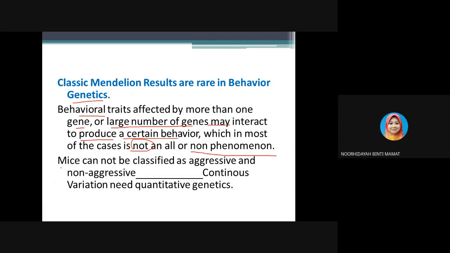For example, with mice, we cannot classify the mice as aggressive or non-aggressive by the gene. The aggressive and non-aggressive behavior of the mice, we can classify as learned behavior or innate behavior, but we cannot classify it by using the genes. So we need to look at continuous variation. For the continuous variations of the gene, we need to do quantitative genetics.